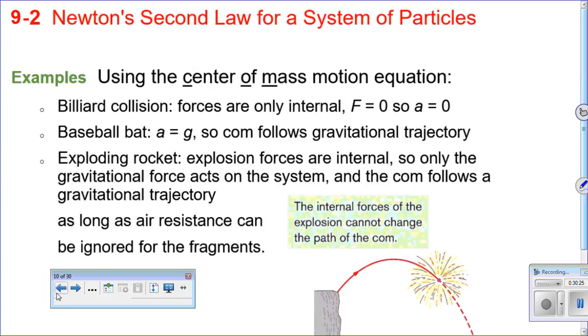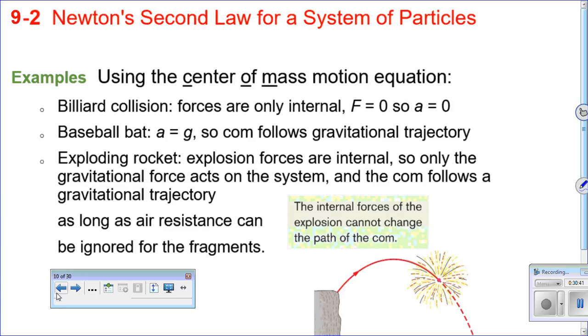All right, so jump back one more slide. All right, so we talked about the billiard collision, right? We talked about, they used a baseball bat here, but if you throw a hammer or a baseball bat or a bowling pin, the center of mass follows a nice parabolic trajectory.